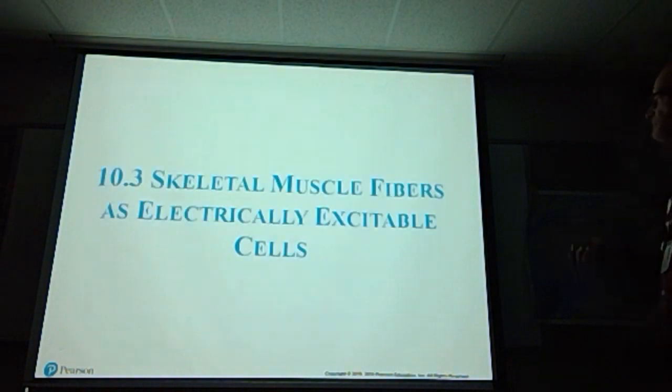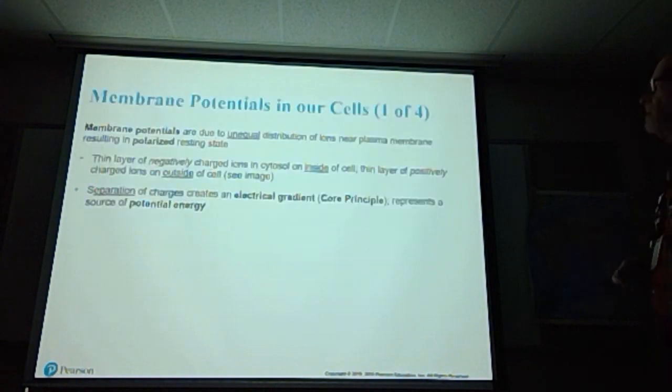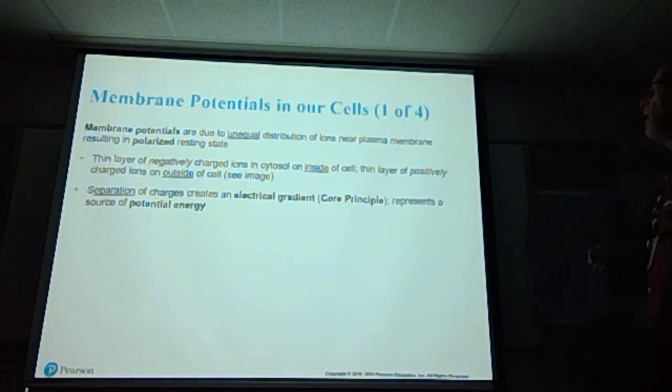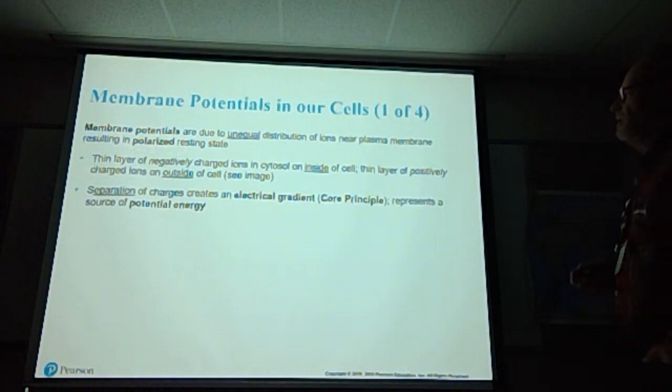Skeletal muscle fibers are electrically excitable cells. So this section is going to show us how the electrical impulses change. Membrane potentials, remember I mentioned membrane potential earlier, are due to unequal distribution of ions near the plasma membrane, resulting in a polarized resting state. Polarized meaning there is a charge there.